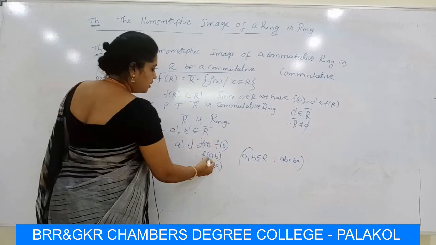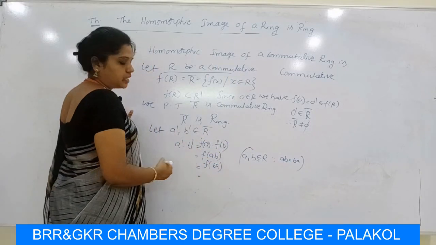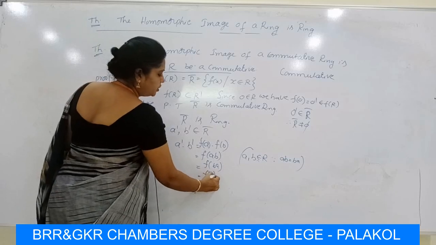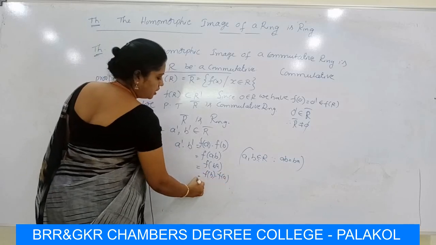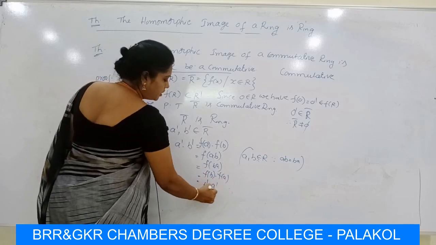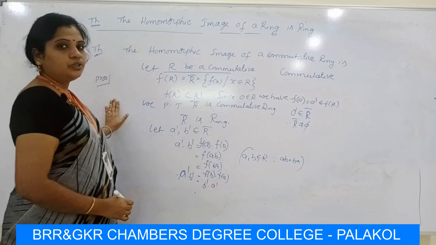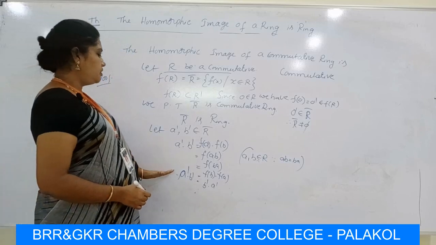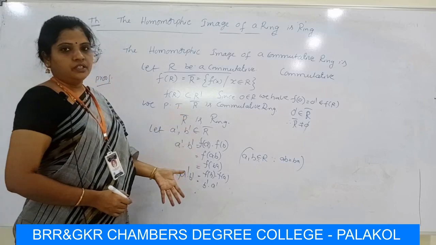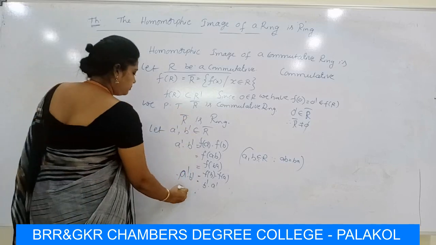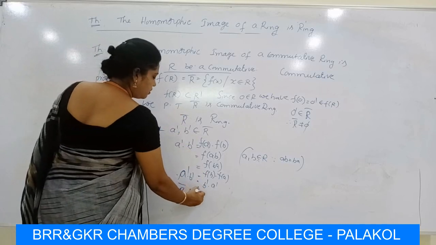Then by the homomorphism second condition again, F of B into F of A. F of B is B dash, F of A is A dash. The left side value A dash into B dash is equal to B dash into A dash. Therefore R bar is commutative. Then R bar is a commutative ring.